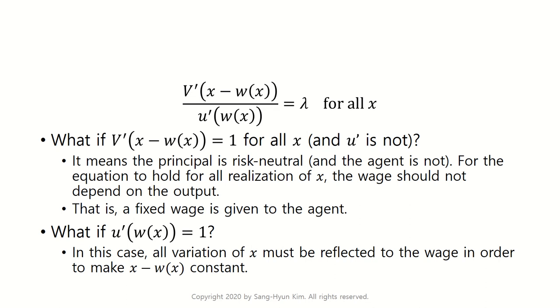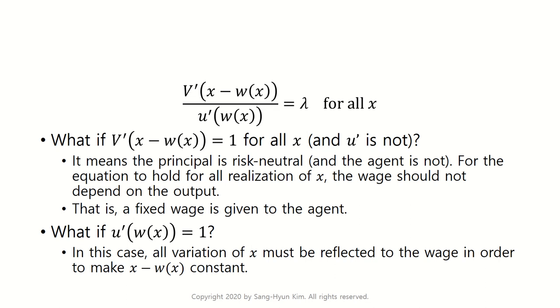Let me summarize the discussion. What that means is, if the principal is risk neutral, then the agent must be given a fixed wage. If the principal is risk neutral, then all the risk must be given to the principal. That's the optimal way to share the risk. Okay? So you can see that in this equation, right?